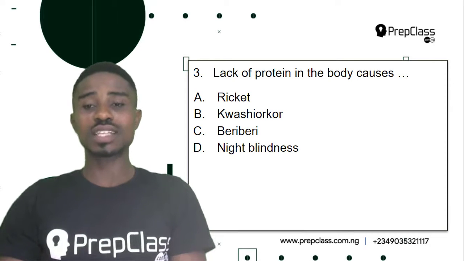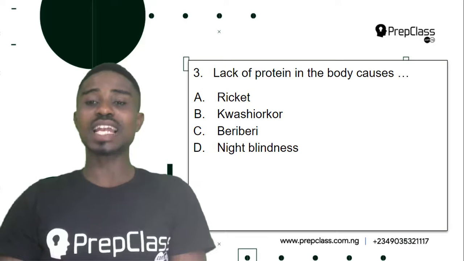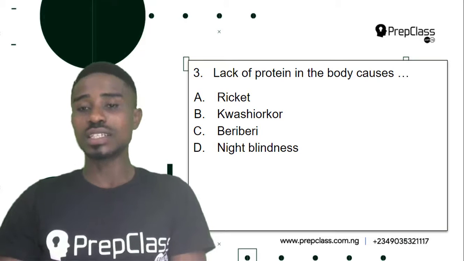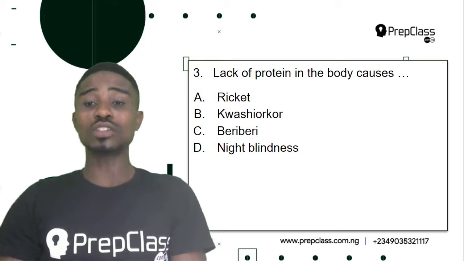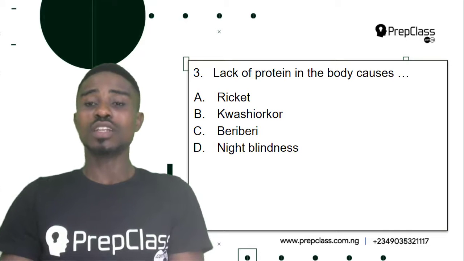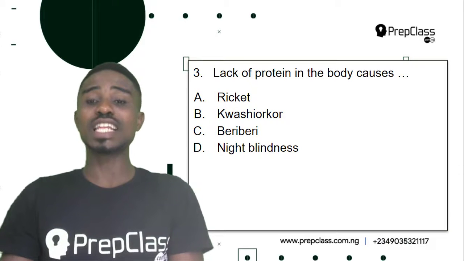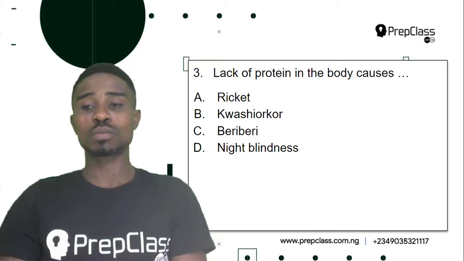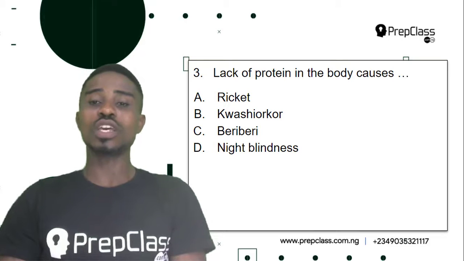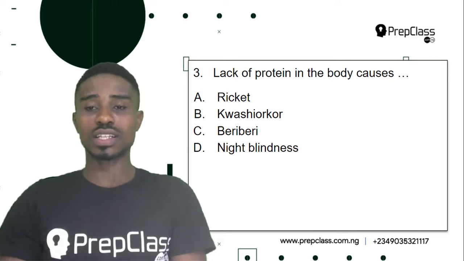Now, A. Rickets. Rickets is caused by lack of vitamin D, and it is found in children. And the features of rickets is they have crooked limbs. So rickets is caused by lack of vitamin D. So rickets is not our correct answer.